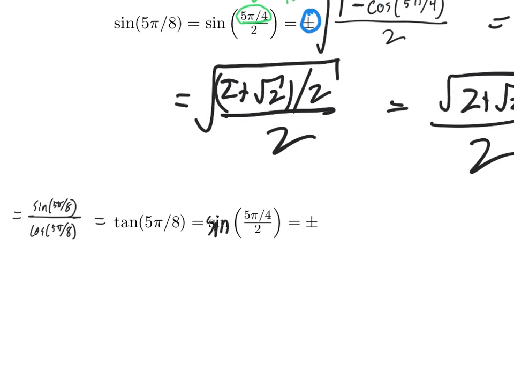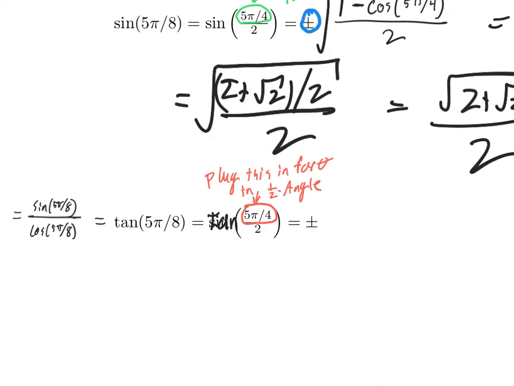I'm sorry, typo there. Still a typo. I didn't actually fix it. I just wrote it again. The tangent of 5 pi over 8 should be the same thing as the tangent of 5 pi over 4, all over 2. So, what will I do? I will plug this in, in the half angle formula.